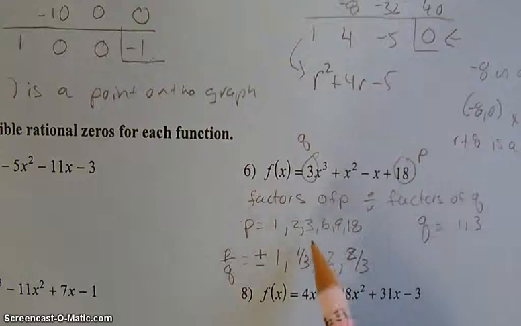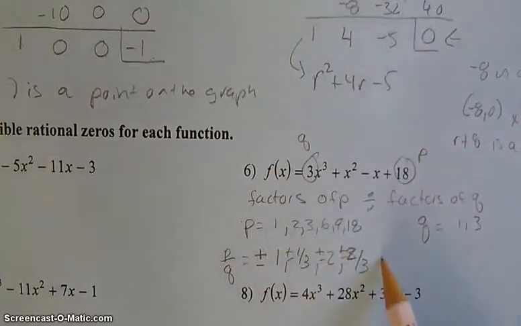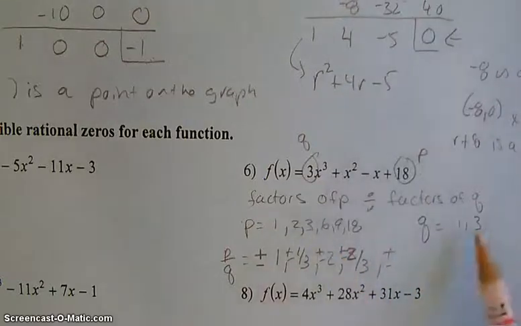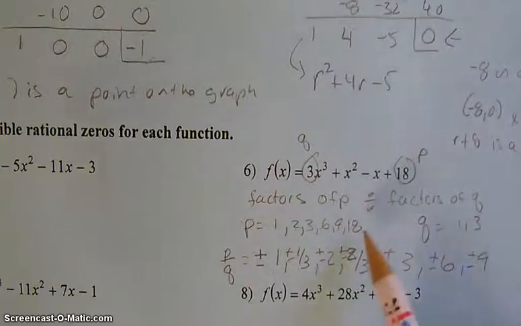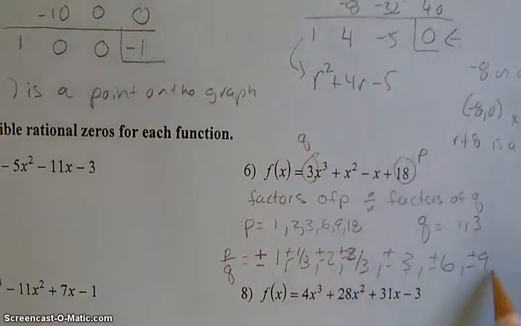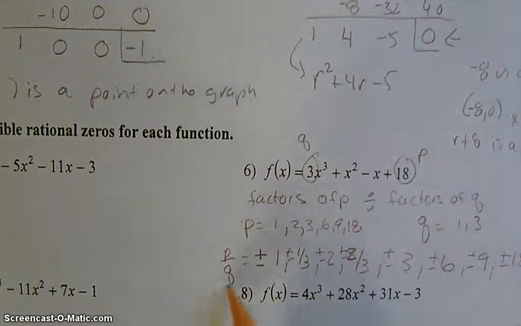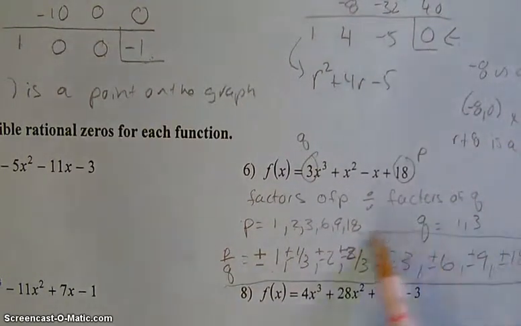Alright, let's make sure we're putting plus and minus in front of all of them. So 3 divided by 1 is 3. 3 divided by 3 is 1, I've already listed that. 6 divided by 1 is plus or minus 6. 6 divided by 3 is 2, and I already have that. 9 divided by 1 is plus or minus 9. 9 divided by 3 is 3, and I already have that listed. 18 divided by 1 is 18. And then 18 divided by 3 is 6, and I already have that listed. So here are all my possible rational roots for that polynomial.